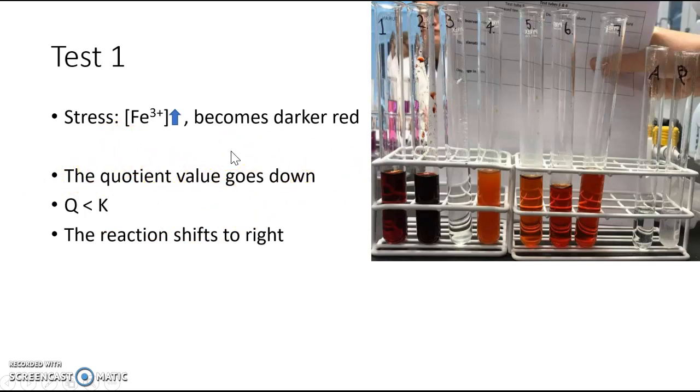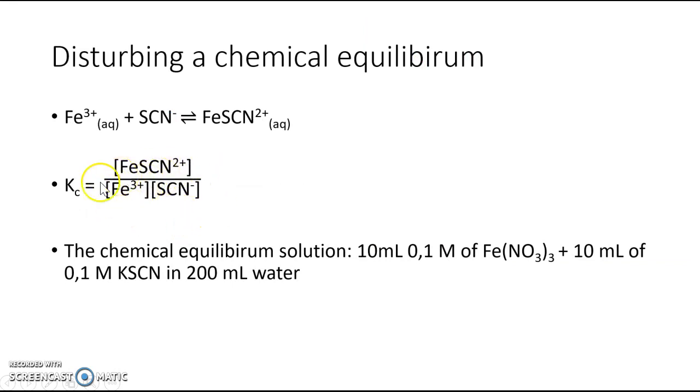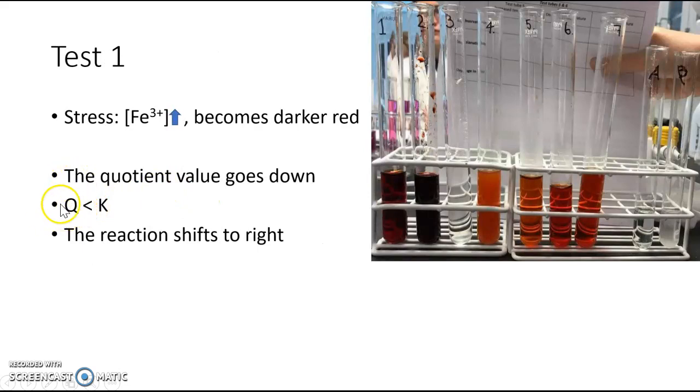We can know that by saying that we added more iron 3 ions, so when the reactants are increased, at the very moment they are increased, we're dividing the product by a larger number than before, so the Q value is now smaller than the K value because we're dividing by a bigger number. And that would indicate that the reaction shifts to the right to form more products so that it can reach equilibrium again.